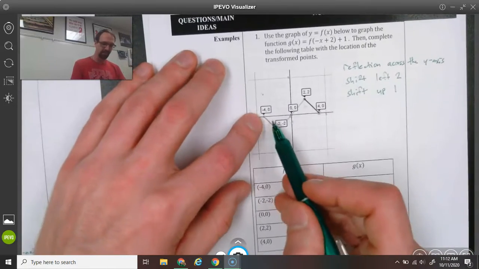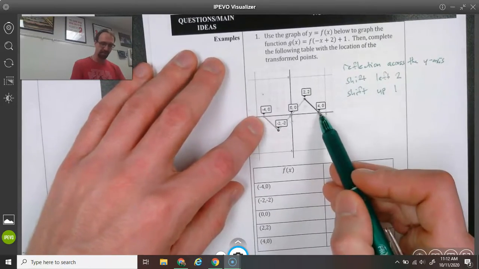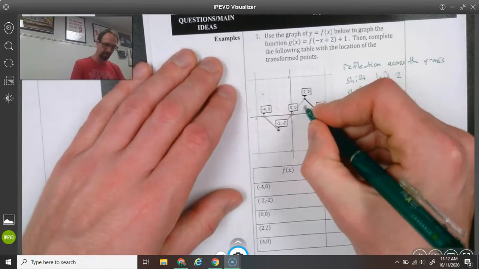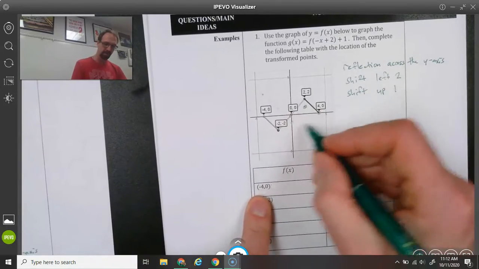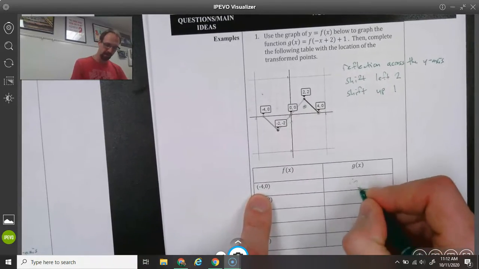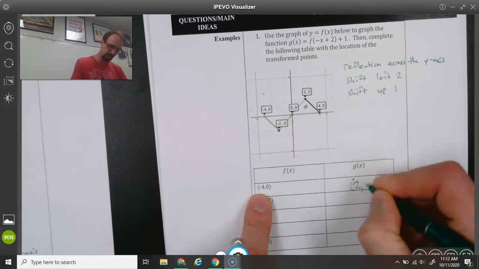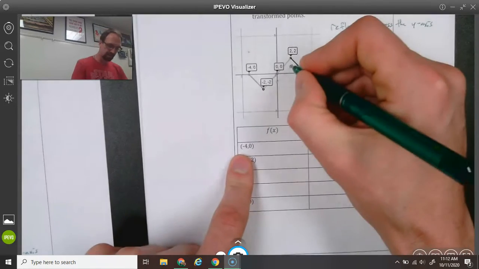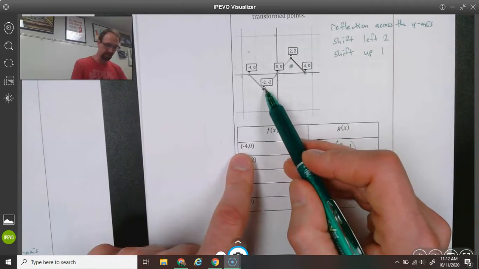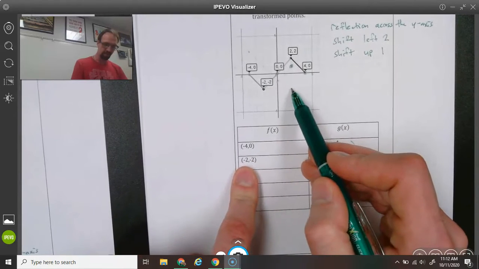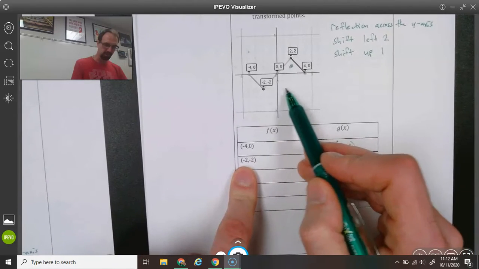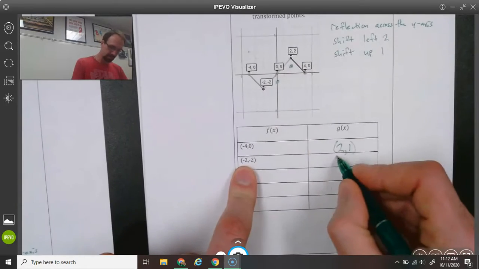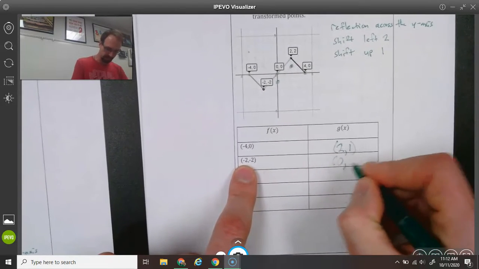So opposite of x, opposite of negative 4 is positive 4. That takes me here. Shifting left 2, 1, 2, and then shifting up 1 gives me this point value here. So from negative 4, 0, that's going to take me to 2, 1. Takes me to there. So then the next value at negative 2, that reflects across the y-axis. Shift left 2, and then up 1 is going to take me here to 0, negative 1.